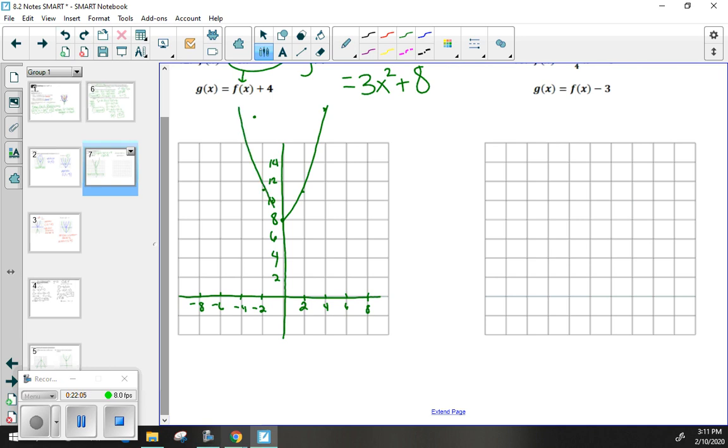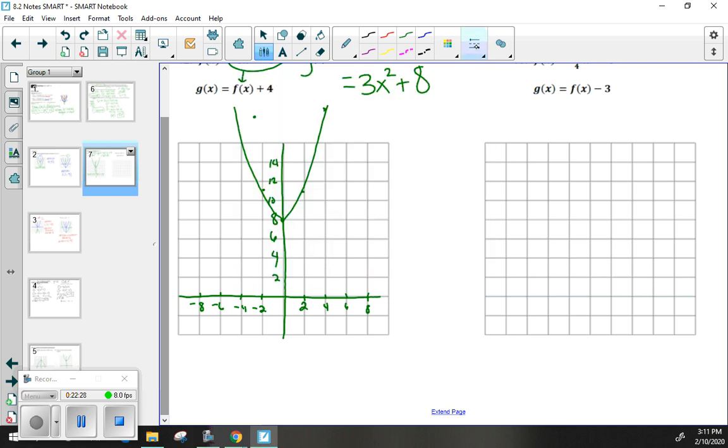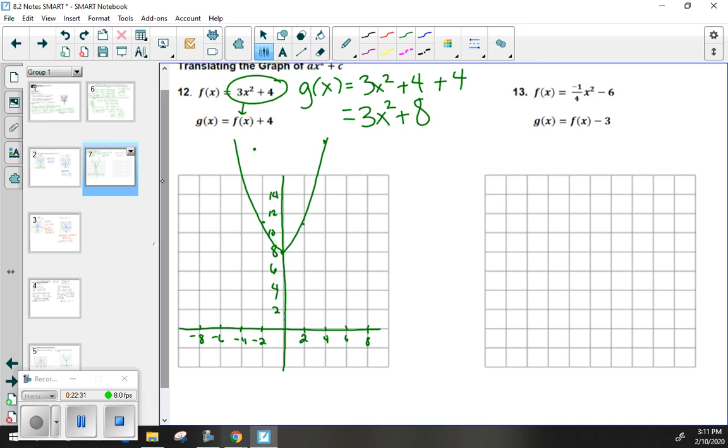Whoops, sorry guys. Let me redo that a little bit. So that's going to be what we just came up with, the 3x squared plus 8. But if I want to look at it in relation to just f of x, g of x is our green graph. I'm going to go back and graph that f of x plus 4. Well, I know I'm moving up 4, so that's going to go right there.